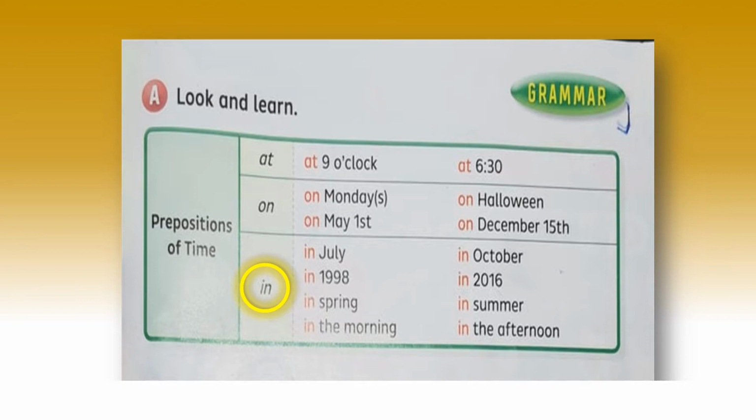In October, October is the same. It has a start, wan ti nung, and it has a finish, wan ti, what is it? 31. So it has all of those days in the middle. In 2016, so a year has all of the months, January, February, March, April, May, in the year. In summer, summer is a season, summer, autumn, winter, spring. They have a start and a finish. There is time in the middle of these seasons, so we say in.